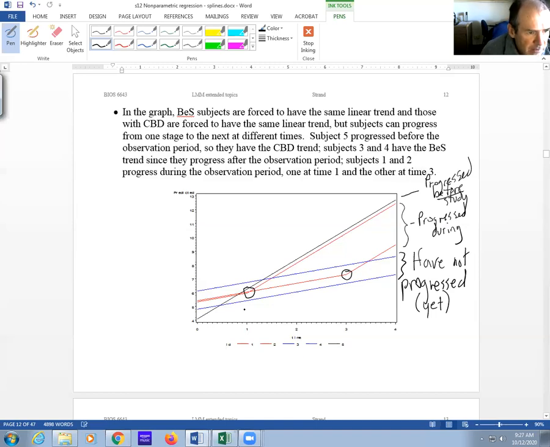We need those types of subjects, because otherwise we can't estimate the progression, right? It's those subjects that allow us to figure out the slope for the have not progressed and the progressed, right? So we need to have enough data where we're observing subjects during the study that change in order to figure out what those slopes should be.